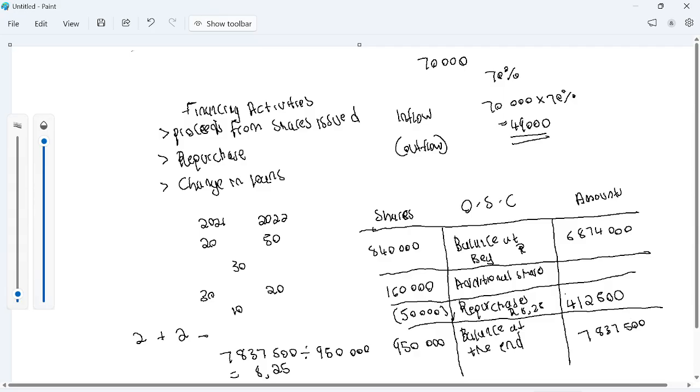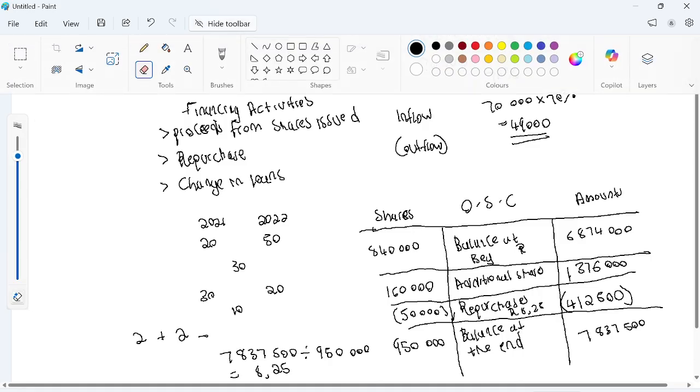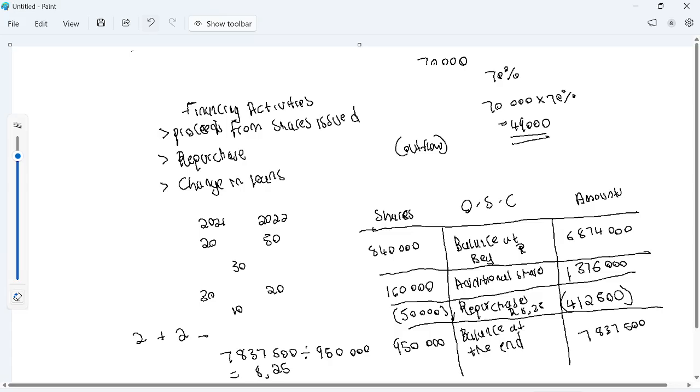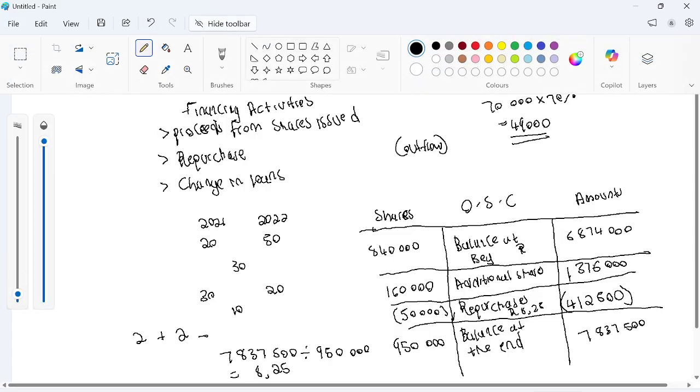Right now, how do you get your original shares? You say this is minus, right? Remember, don't forget. So how do you get these ones? You're gonna say this amount plus this amount minus this amount, you're getting these. So 7,837,500 plus 412,500 minus 6,874. Therefore that's your shares issued, which is 1,376,223, right? So therefore you're gonna come here, remember these are the shares that we issued, right? The value of the shares too.